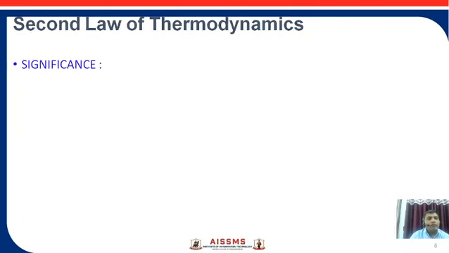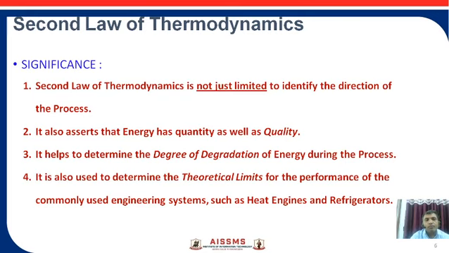To overcome that, we have the second law of thermodynamics. How can we convert a low temperature body to a higher temperature with the supply of energy or work to the system? There is some significance of the second law of thermodynamics. It is not just limited to identifying the direction of a process. It also asserts that energy has quantity as well as quality. Third, it helps to determine the degree of degradation of energy during the process. It is also used to determine theoretical limits for the performance of commonly used engineering systems like heat engine, refrigerator, heat pumps, etc. So this is the significance of the second law of thermodynamics.